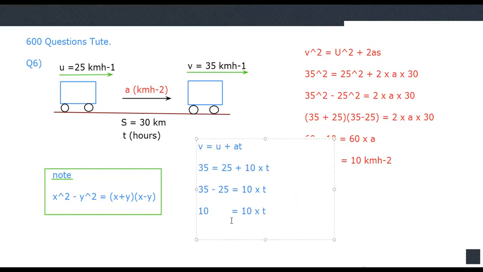This 10 and 10 cancelled out. Is the answer 0? No, 10 divided by 10 is 1. Therefore, the time taken is 1. But what is the unit? Somebody please tell me the unit here. Lamai, what should be the unit? Hours. 1 hour. Very good. So time taken is 1, unit is hour. Please complete it here. 1 hour.